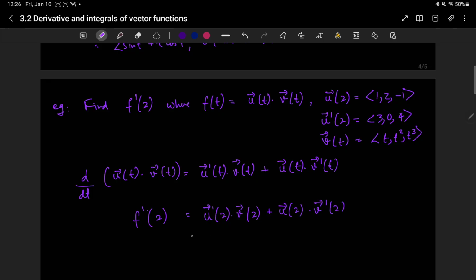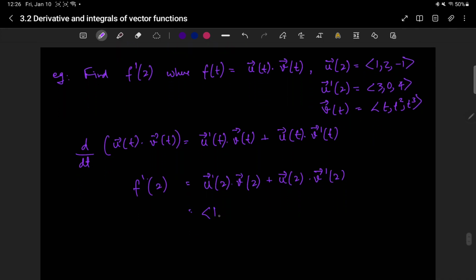So let's see, u at 2 is given to us as the vector 1, 2, negative 1 dot v at 2, which can be found by plugging in 2. So 2 squared and 2 cubed plus u at 2 is given as 1, 2, negative 1. Oh, I made a mistake. This is u prime, so this should be 3, 0, 4, and dotted with v prime at 2, which we can find, v prime is going to be 1, 2t, which is 4, and 3t squared, which is 12.